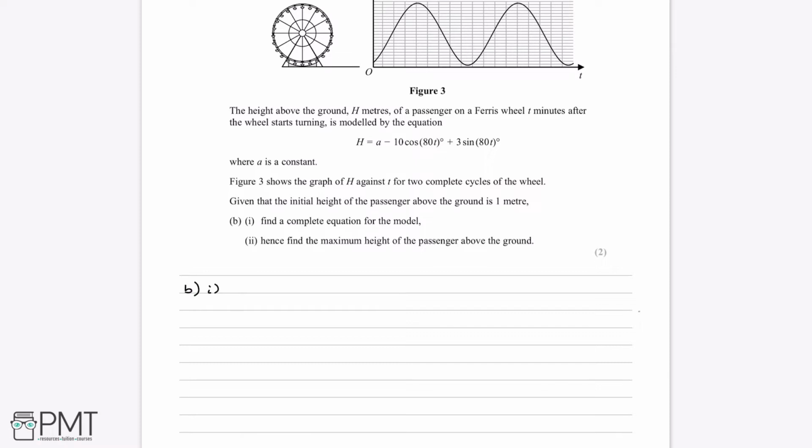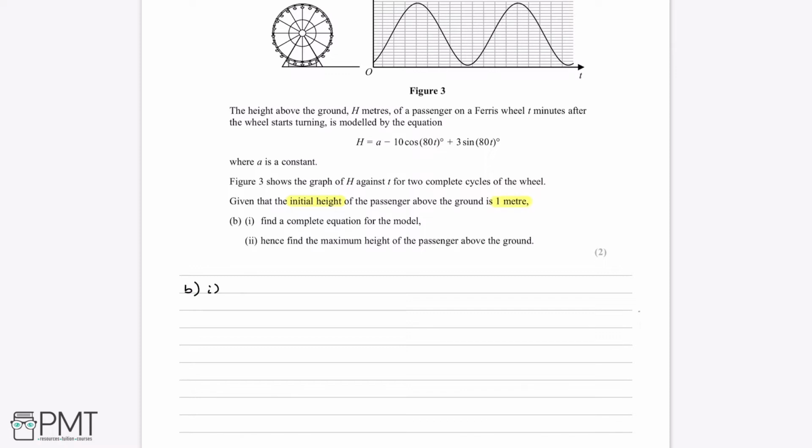Figure 3 shows the graph of h against t for 2 complete cycles of the wheel. Given that the initial height of the passenger above the ground is 1 metre, part BI is asking us to find a complete equation for the model. So the first thing we can do with the information we've been given is use the fact that we're told that the initial height is 1 metre.